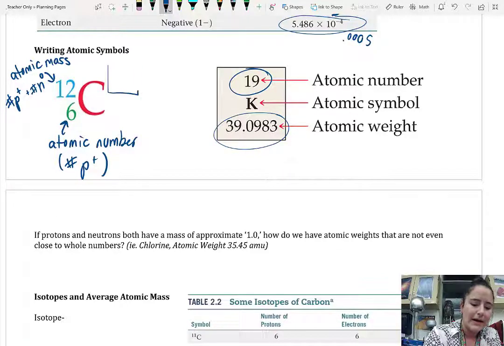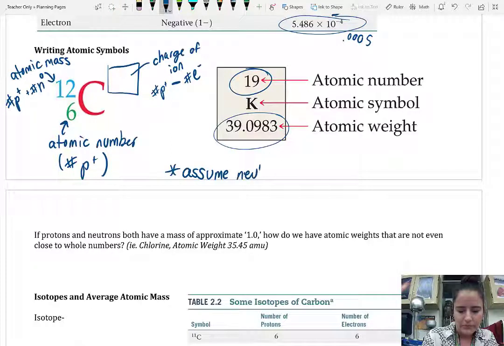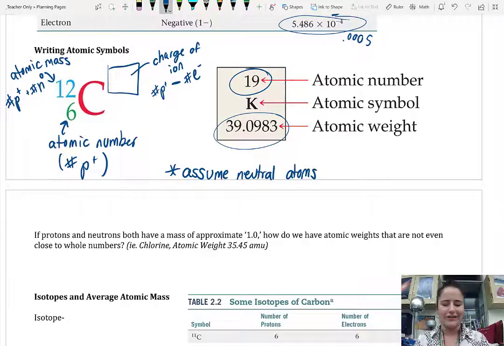And then sometimes there might be a number right there, and that represents the charge of the ion, aka the number of protons minus the number of electrons. And if it's not there, we always assume it's neutral. Okay, so always assume neutral atoms unless told otherwise. Okay? Okay.